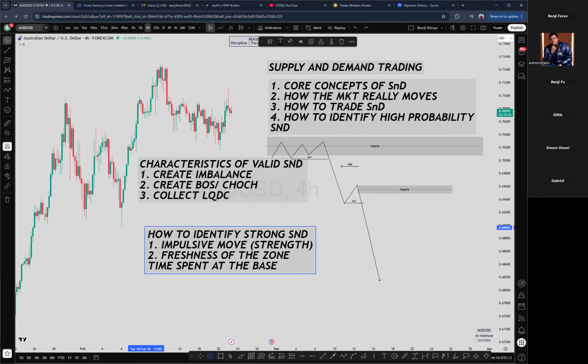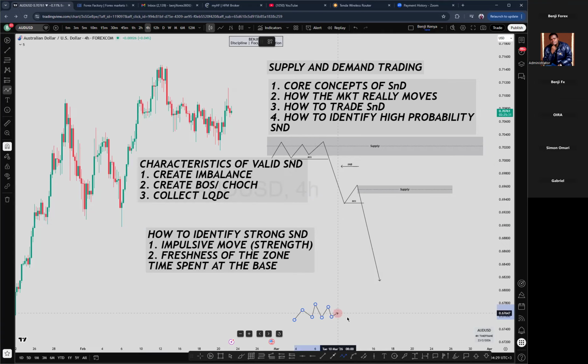Whenever we have a short base, we usually have what we call a strong institutional entry. And whenever we have a long base, this is a weak retail consolidation. So this is what I'm talking about. Whenever we have lots and lots of consolidation, the market decides to consolidate for a very long time, then the market actually pumps. This shows that this was more of retail trading that was actually happening. The retailers actually took a lot of time before the market pushed up.